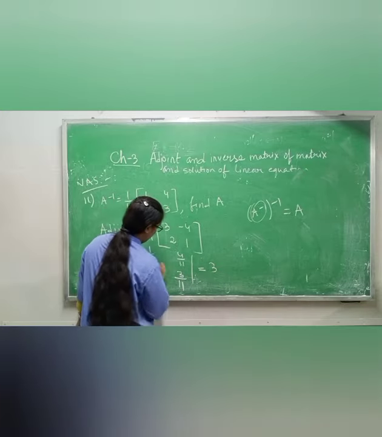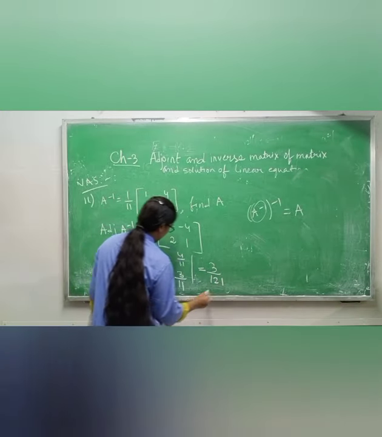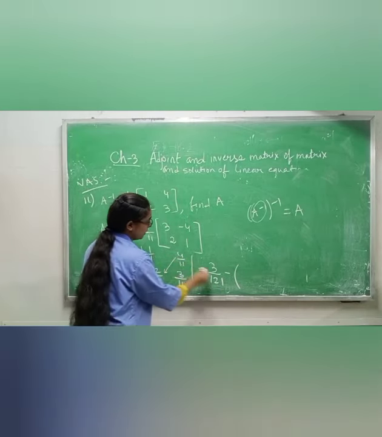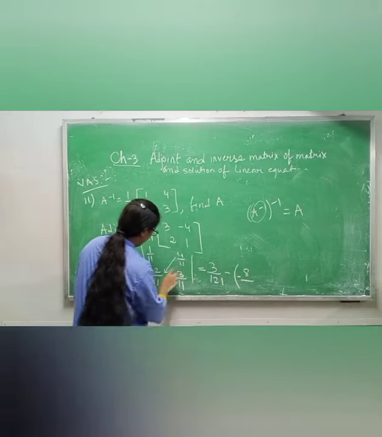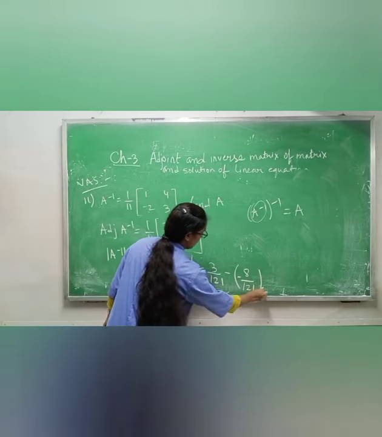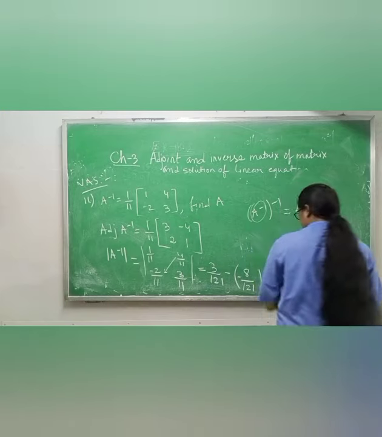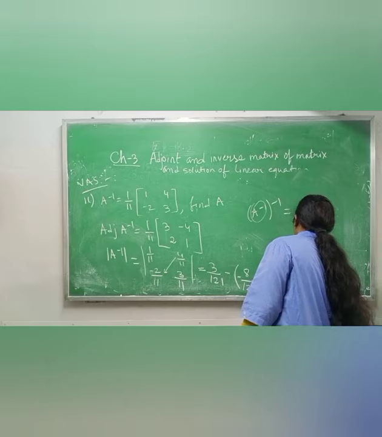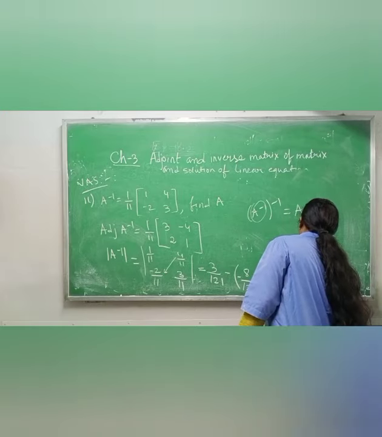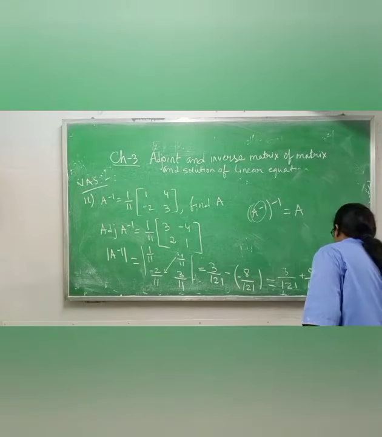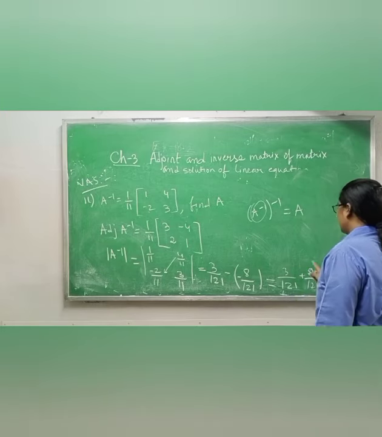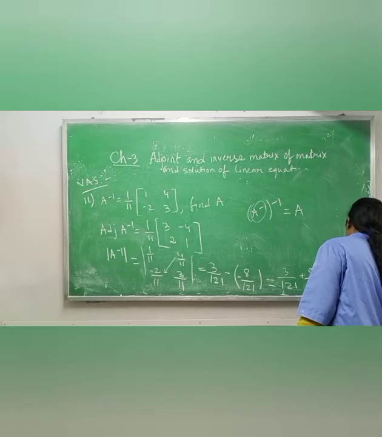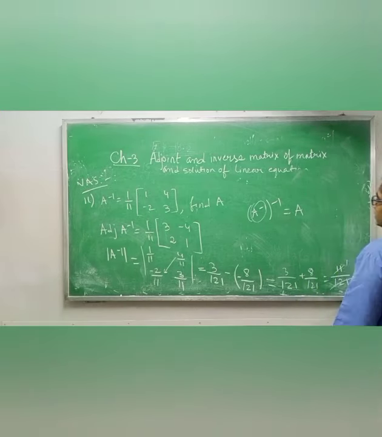1 into 3, 3. 11 into 11, 121. Then you will give a minus sign. And here when you multiply diagonally, 4 2s are 8, minus sign, and 11 into 11, 121. Now after that what you will do here? 3 by 121 plus 8 by 121. Now take LCM 121. 8 plus 3 is 11. Okay. Then we will cancel 11 with 11, and 1 by 11 is your A inverse.